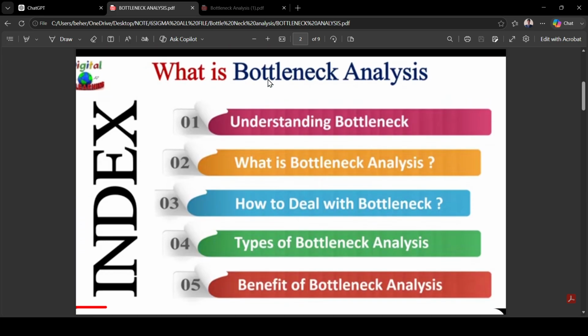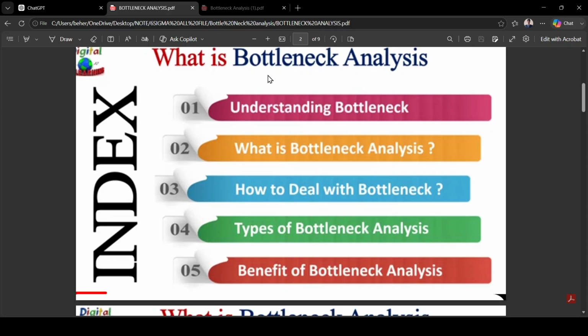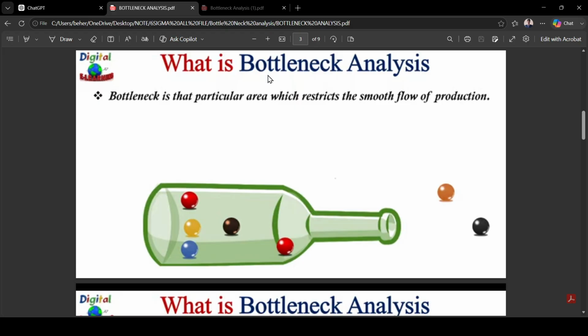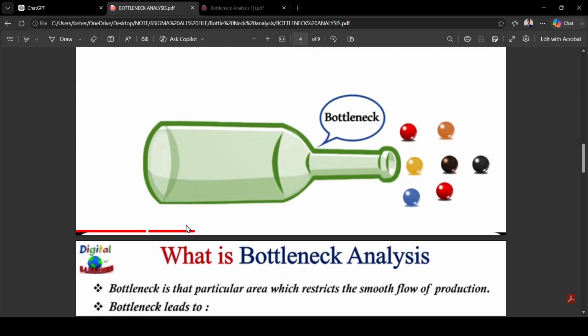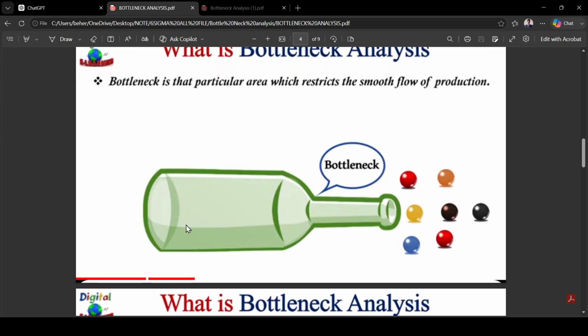Then what is bottleneck analysis? Understanding bottleneck analysis: what it is, how to deal with a bottleneck, types of bottleneck analysis, and benefits of bottleneck analysis. So what is bottleneck analysis? A bottleneck is that particular area which restricts the smooth flow of production.